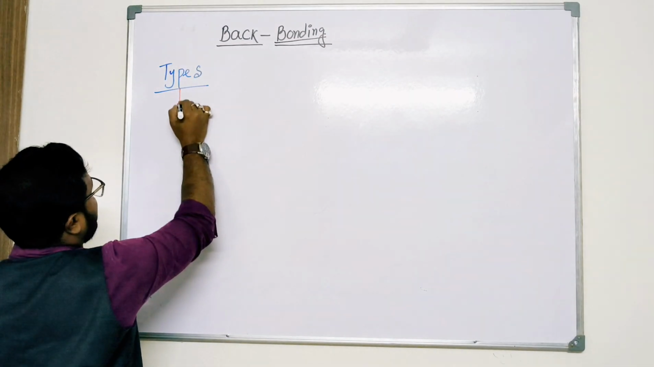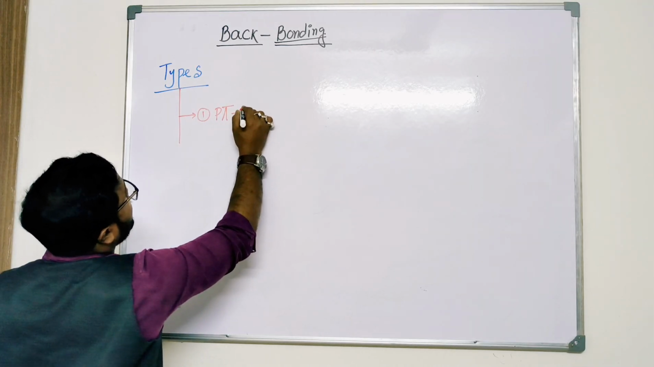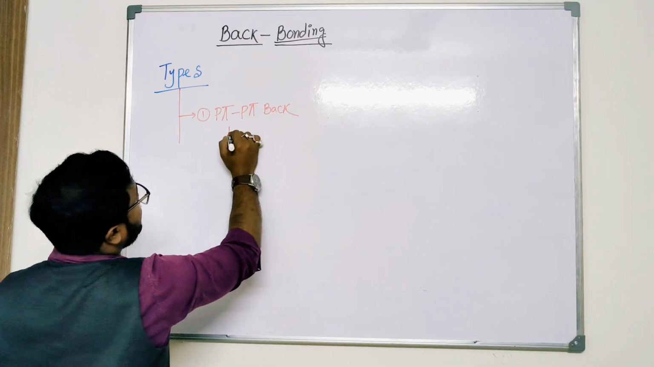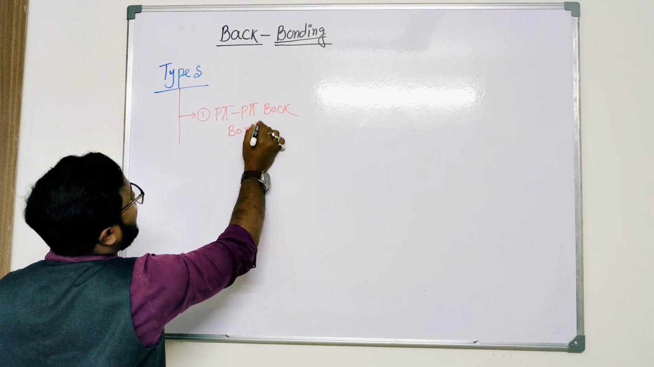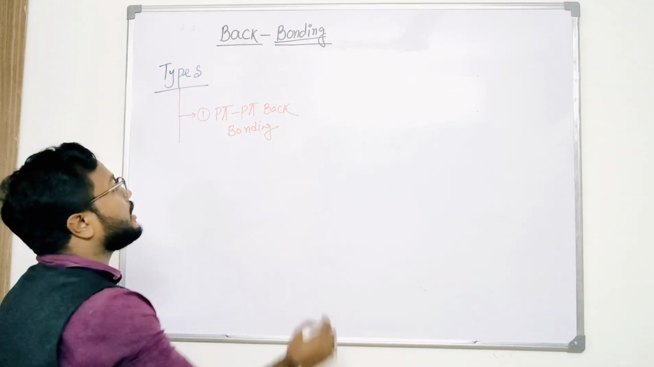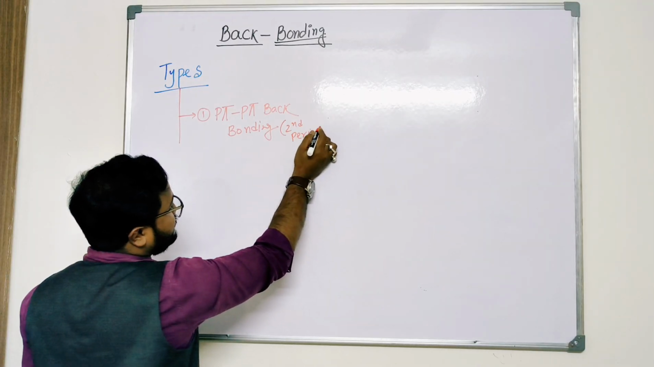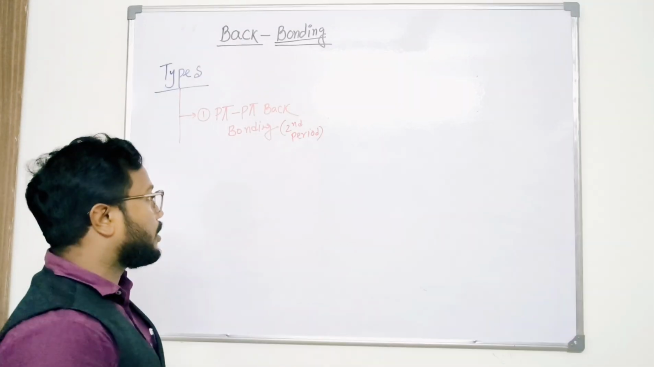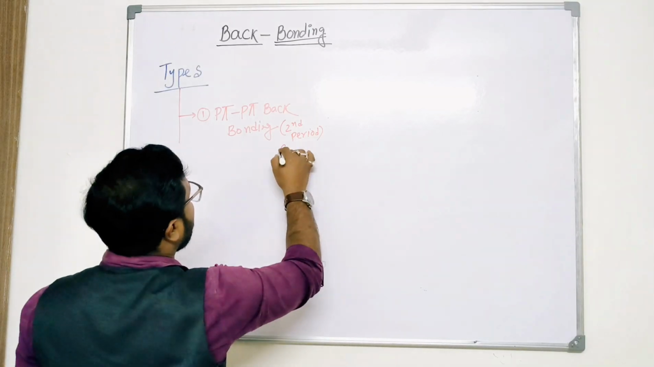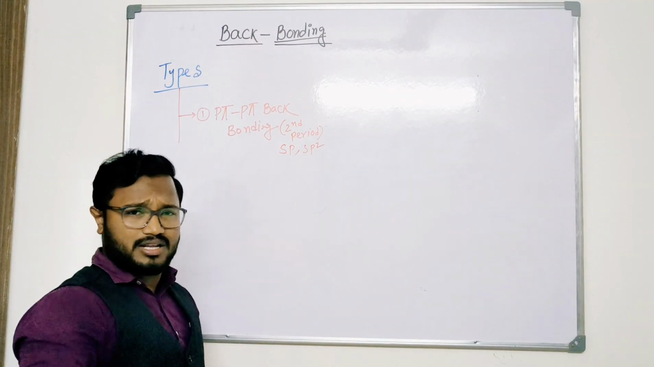The first type is considered as p-pi back bonding. In which case can we see it? In case of second period elements we can see this. In p-pi back bonding, hybridization is generally sp or sp2. sp3 generally does not undergo back bonding.